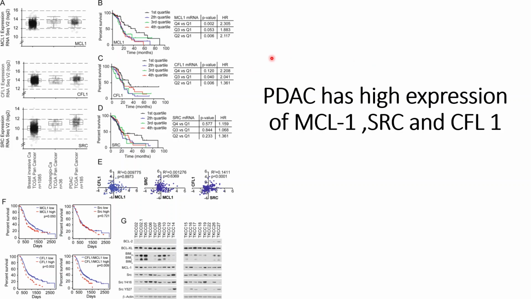In this video, we will discuss another paper which shows that most of the PDAC samples or patients affected with pancreatic cancer cells have a high expression of MCL-1, SRC, and CFL-1, and this could be the reason they have a low survival rate.